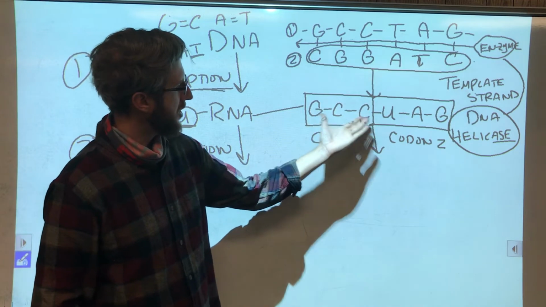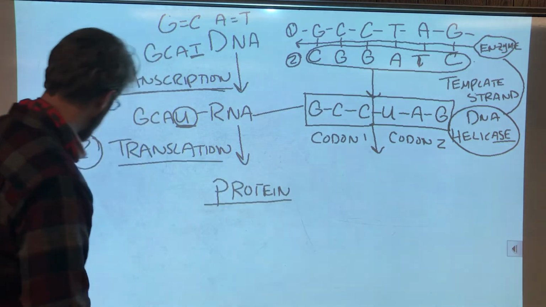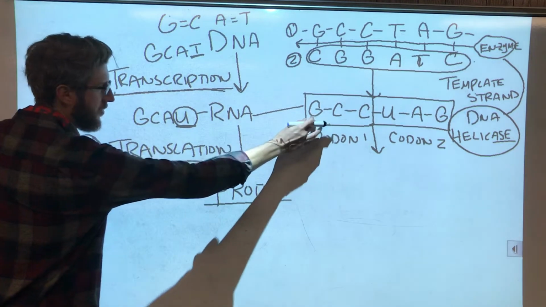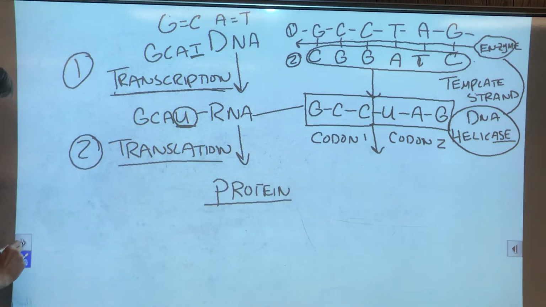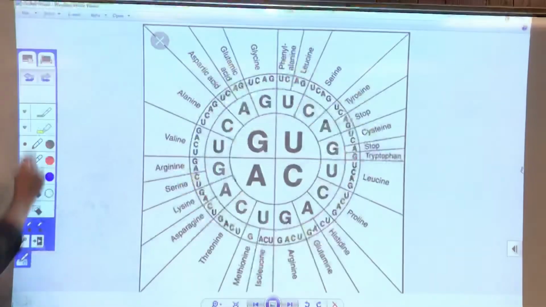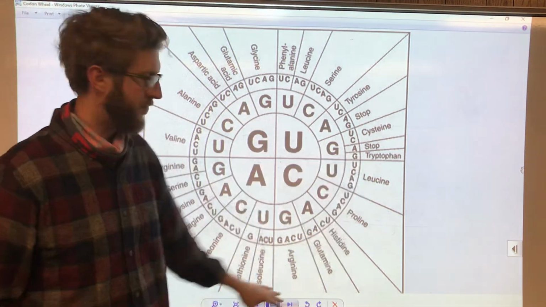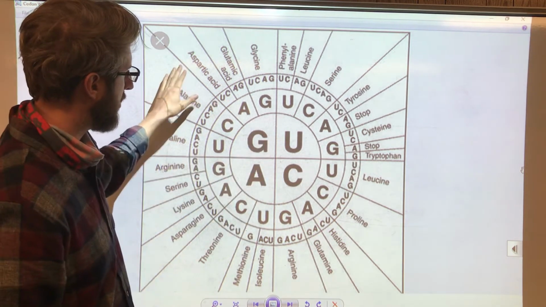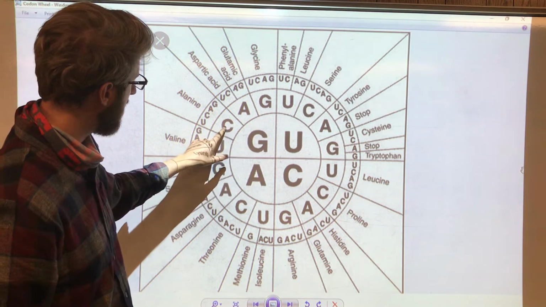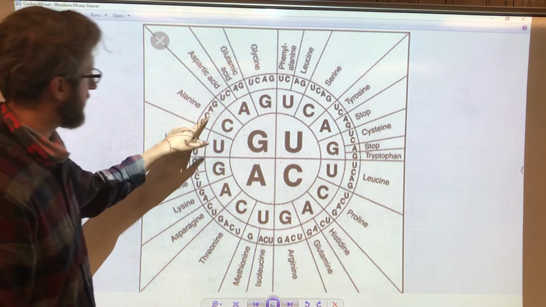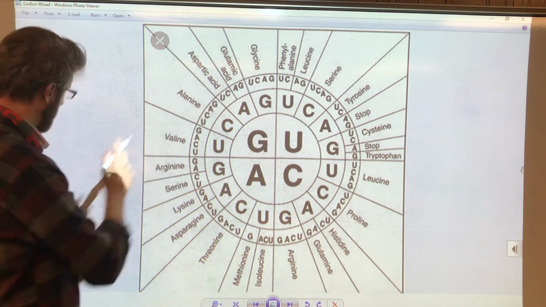So once we break them up into groups of 3, or codons, we're then going to decode the codons. So let's remember GCC. What does GCC make? Well, this is a codon wheel. You start in the middle and you work your way out. So we start with G, and then we find the C, and then we find the C. And we find that it makes the amino acid alanine.